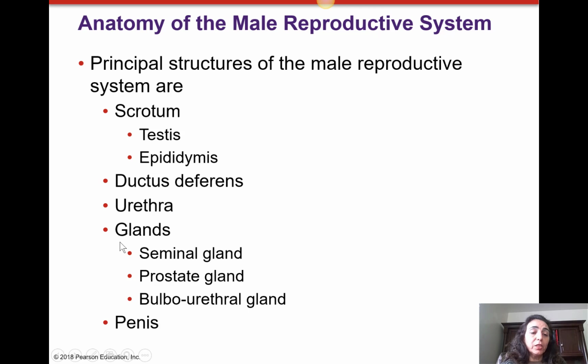And again, as we discussed, we have some glands that have secretions. The ones that we have in the male are the seminal gland, the prostate gland, and the other one we call the bulbourethral gland, right? We're going to talk about all these, which secretions they have and what their functions are. And finally, we have as the external genitalia, another part besides the scrotum that is outside. Here we have the penis.